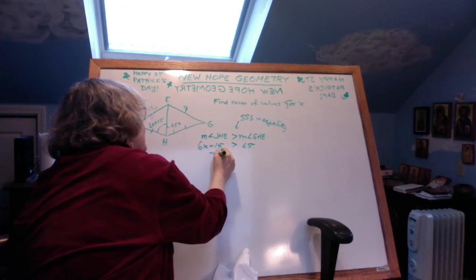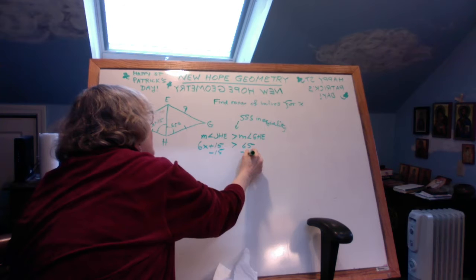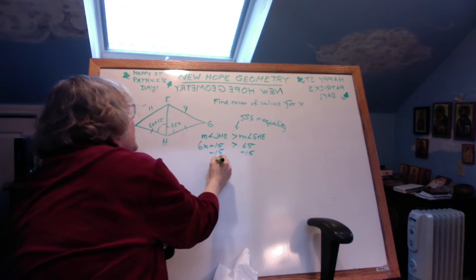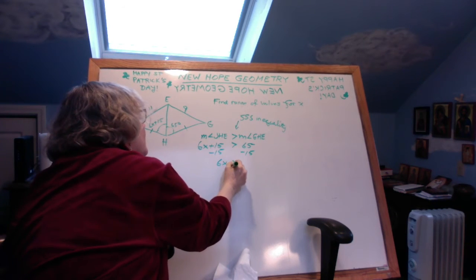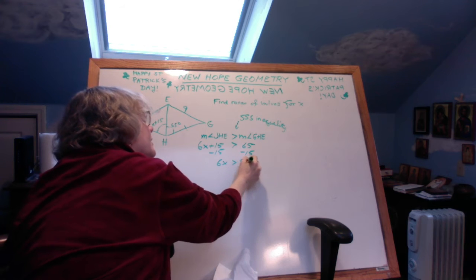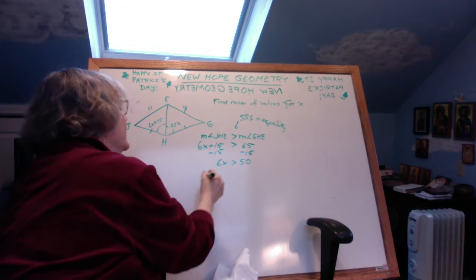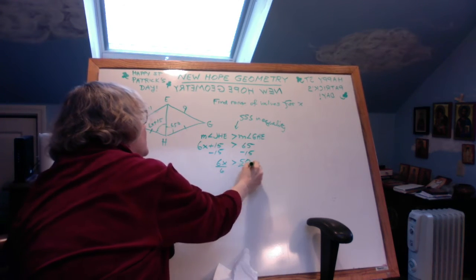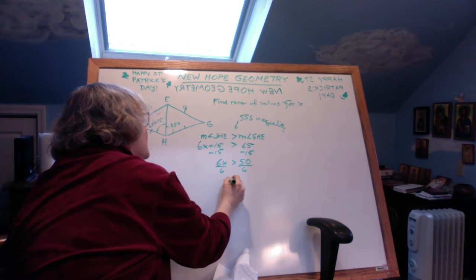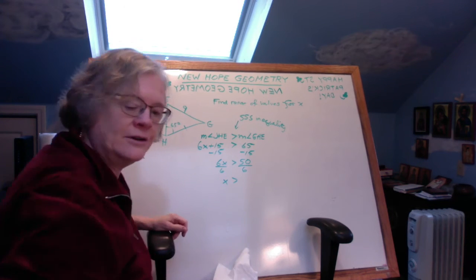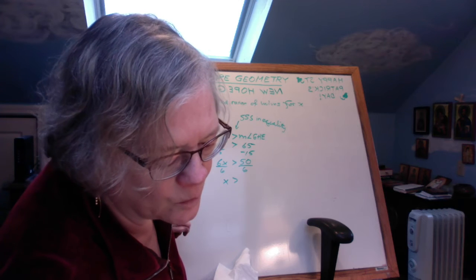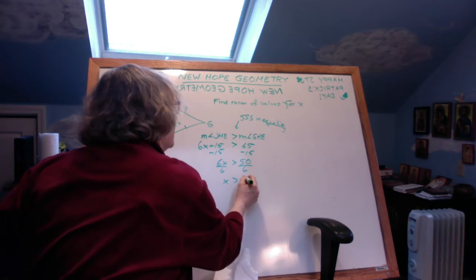Let's subtract 15 from both sides to clear that 15. That'll give me 6x here, which is still greater than 50. And then I can divide both sides by 6. And that's going to give me x is greater than 50 over 6, which is 8.33.